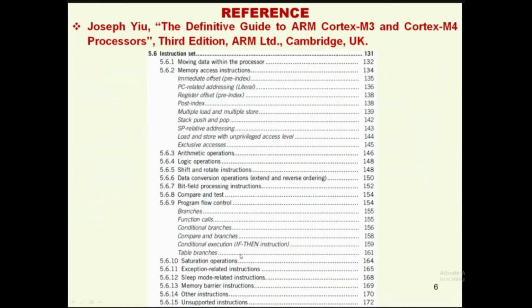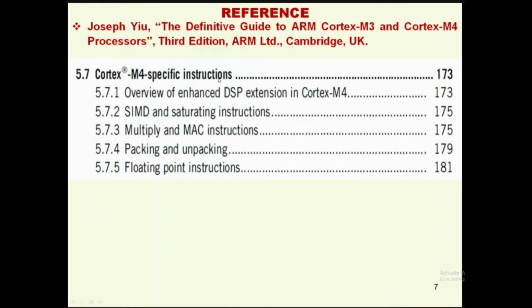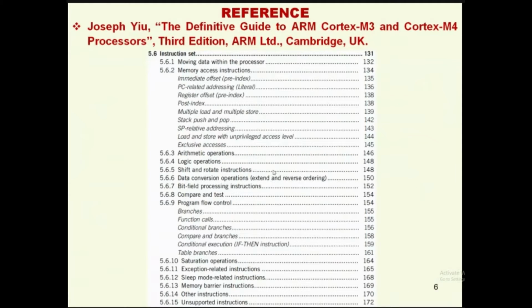Along with that, there are ARM Cortex-M4 specific instructions like saturation operations, exception related operations, sleep mode related instructions, memory barrier instructions, and other instructions which are especially for the Cortex series. Along with that, Cortex-M4 specific instructions in 5.7 talk about the enhanced DSP extension in Cortex-M4, single instruction multiple data and saturating instructions available, multiply and accumulate instructions, and packing, unpacking, and floating point instructions, which are described in detail in this chapter.